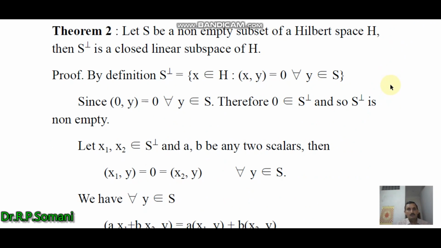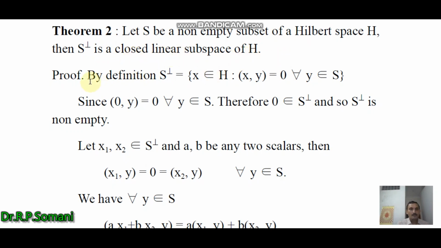Now we have theorem 2, the second theorem. The statement of this theorem is: let S be a non-empty subset of a Hilbert space H, then S orthogonal is a closed linear subspace of H. So the orthogonal complement set is always a closed linear subspace of H.